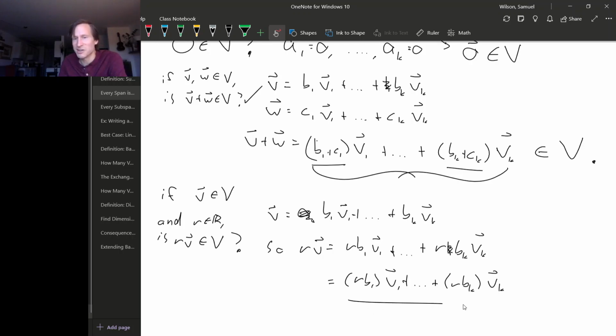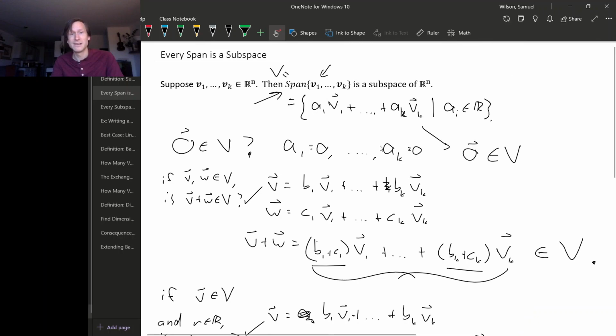But this is a linear combination of the vk's, right? The coefficients that display it as a linear combination are r b1 up to r bk. So this is a linear combination of v. So we've checked that this span is also closed under scalar multiplication. So this span, we checked the three properties to be a subspace. So that means that this span is a subspace.